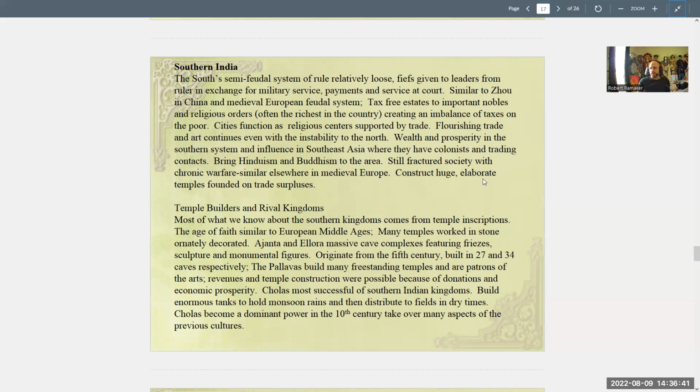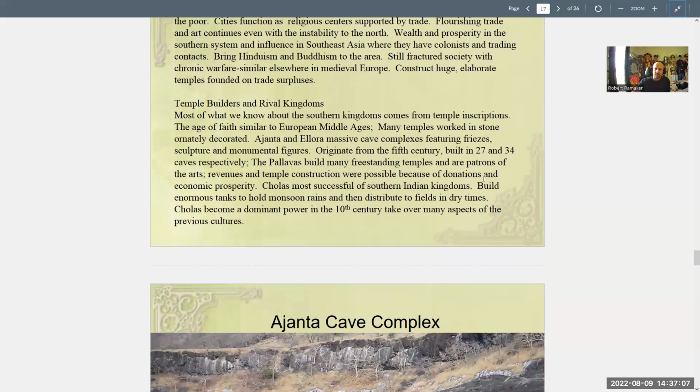And so we'll look at some of the cave complexes. We'll look at some of the things that southern India is famous for. One of the things we know is that they were temple builders. There are massive temples, particularly built throughout most of southern India. The Pallavas built them, the Cholas built them. The Chola are the dominant naval power from about the 10th century to about the 1200s. They're probably the largest and most powerful of the different kingdoms in the south.